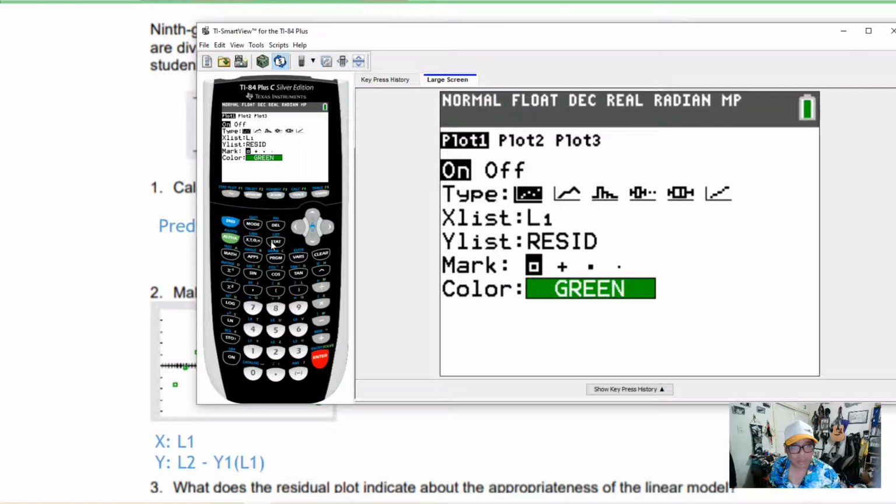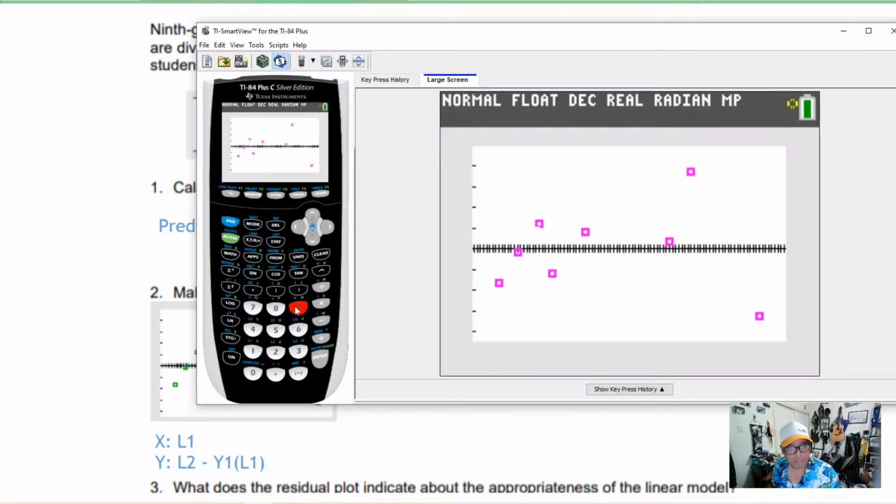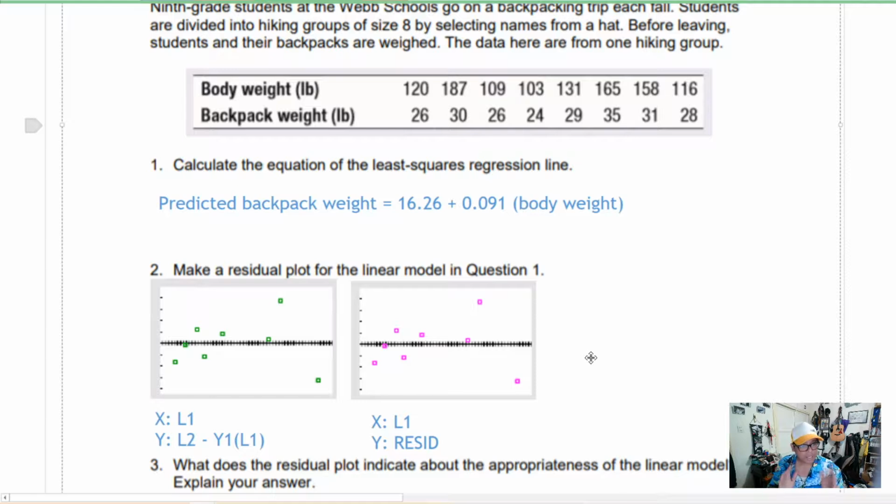So just to contrast things, I'll change this into, let's go magenta, and we'll do the exact same thing, zoom 9, and here is my linear regression. These two graphs look the same because they are the same. Which one do you want to use? Totally up to you.